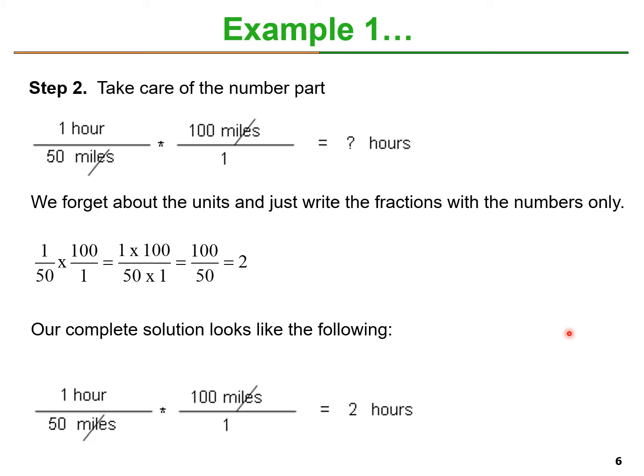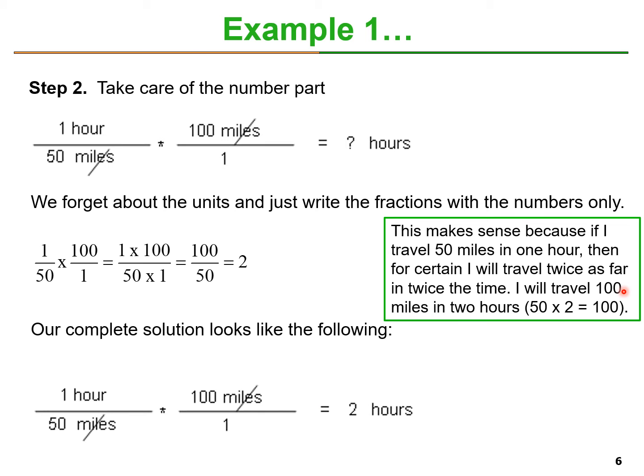Our complete solution looks like this right here. Notice that it is a one-line solution. Now, this makes sense because if I travel 50 miles in 1 hour, then certainly I would travel twice as far in twice the time. So I would travel 50 times 2, which is 100.